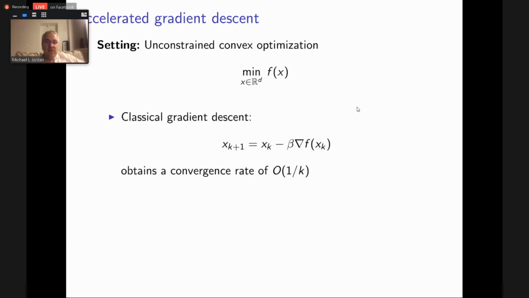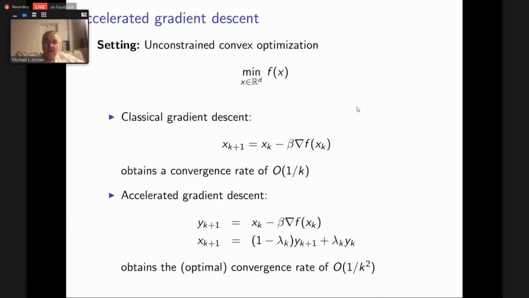And it could have been that this was just a bad bound. It was too low, and a better bound could have been found, or it could have been that there was a better algorithm. And it turned out there was a better algorithm. So this was discovered by Yuri Nesterov in 1983. And here is Nesterov's famous acceleration algorithm written in a particular way.